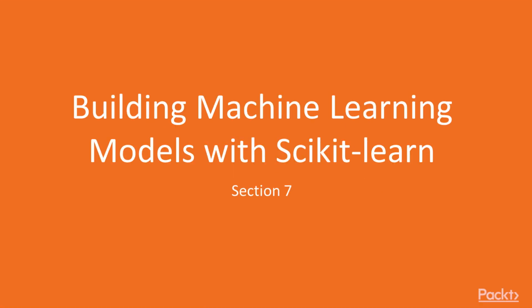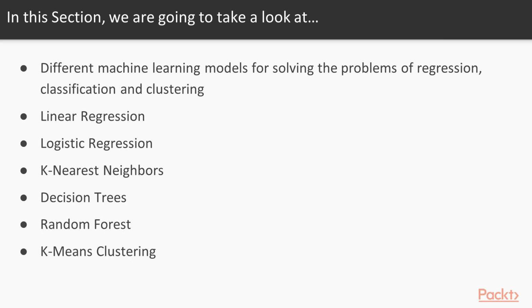Hello ladies and gentlemen, and welcome to section 7, Building Machine Learning Models with Scikit-learn. In this section we are going to look at different machine learning models for solving the problems of regression, classification, and clustering. We'll be learning particularly about linear regression, logistic regression, k-nearest neighbors, decision trees, random forest, and k-means clustering.